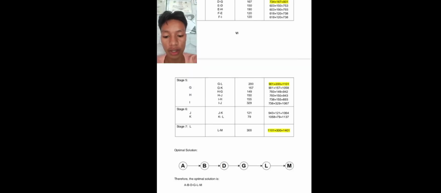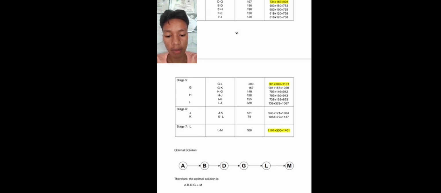Stage 5, G, H, I. Possibilities, paths G to L, G to K, H to G, H to J, I to H, I to J. So the distance of G to L is 200 and the distance of G to K is 157 and the distance of H to G is 149 and the distance of H to J is 150 and the distance of I to H is 155 and the distance of I to J is 329.